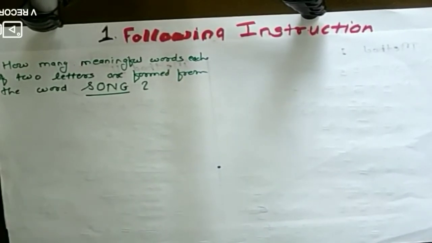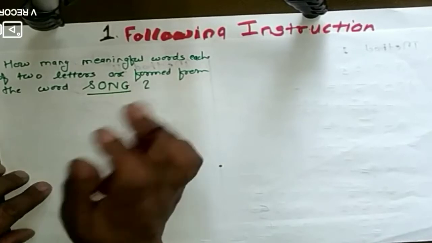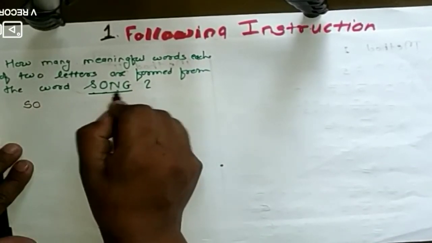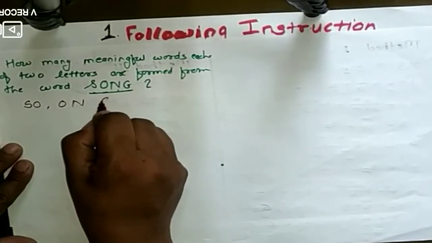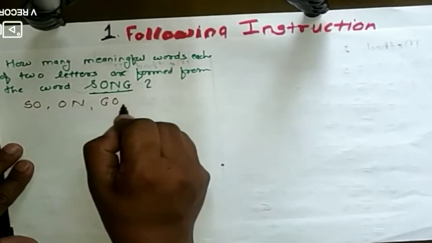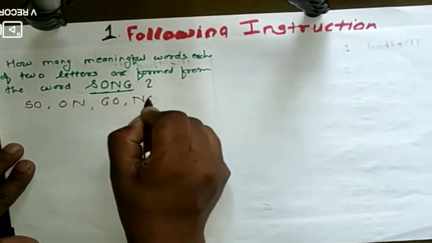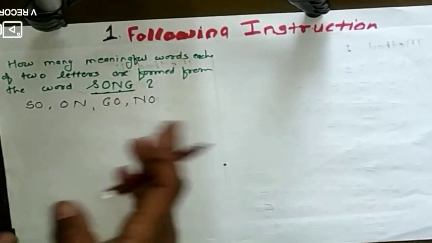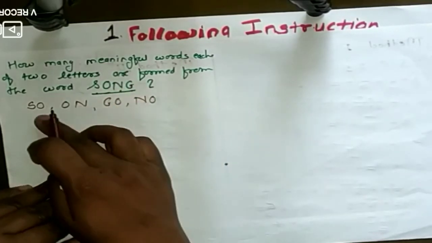From SONG we have to make some meaningful words, and we will see how many we can make. SO, so this is the first word. ON, on, this is another word. GO, go. Then NO. Here they have not told us to keep the order of the letters, so we can join any letter with any letter. So here four words are formed.